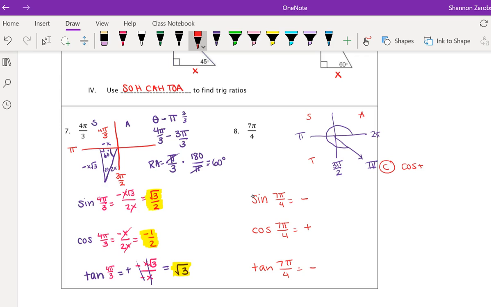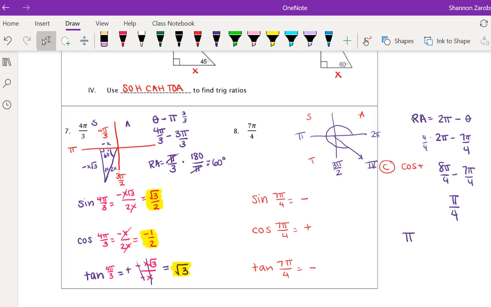Okay, so now what's the reference angle? The reference angle, because I'm in quadrant 4, is going to be taking 2 pi minus the angle. So what's 2 pi minus 7 pi over 4? Well, if I multiply this by 4 over 4, I'm going to get 8 pi over 4 minus 7 pi over 4, which is just 1 pi over 4. So there's your reference angle.